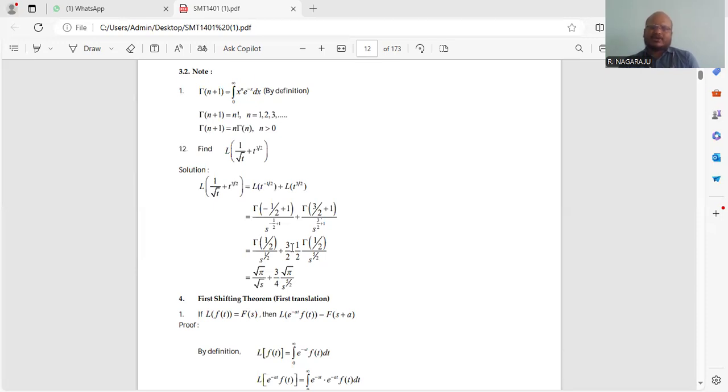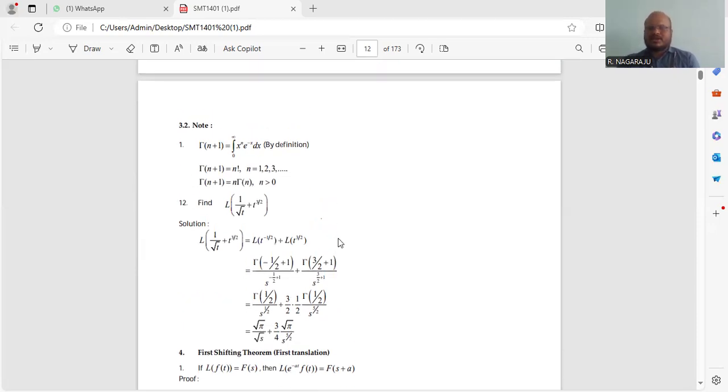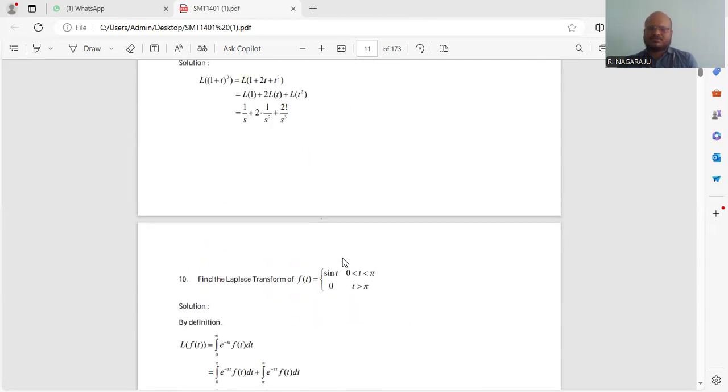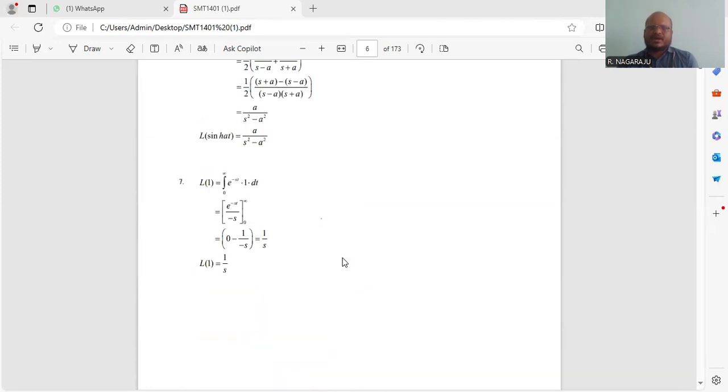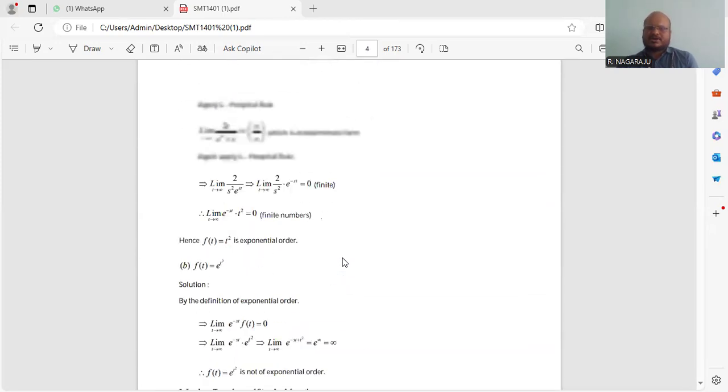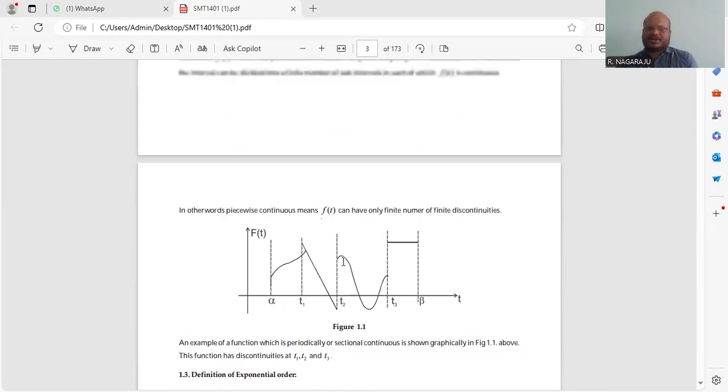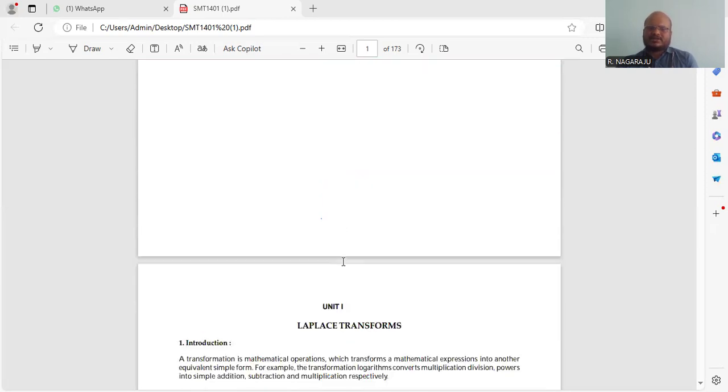So s power 1 by 2 can be written as root s, also plus 3 by 4 root pi, because 3 by 2 into 1 by 2 is 3 by 4, and gamma of 1 by 2 is nothing but root pi, and s power 5 by 2. So these are the basic problems, basically using the linear properties and trigonometric functions, the basic problems of Laplace transformation. So after this one, we have the main topics: the first shifting theorem and second shifting theorem, change of scale property, multiplication by t, division by t, and the derivatives, integrals, everything is there.